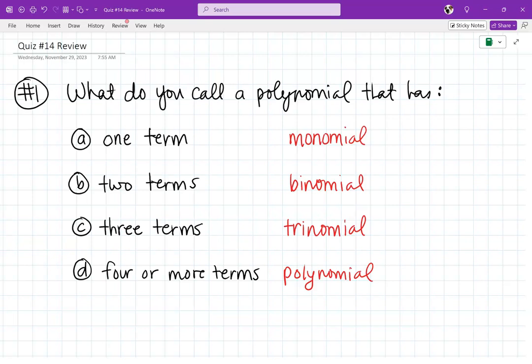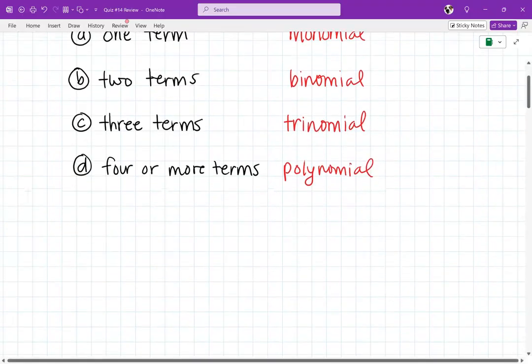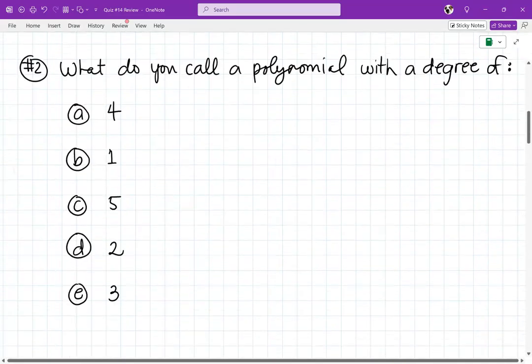Okay, now why would you need to know that? Because they might ask you like, okay, based on the degree, what is it? And then how many terms? Well, it has two terms, so it's a binomial, it's a trinomial, that type of stuff. It was in your homework, so that's what we're just kind of going over.